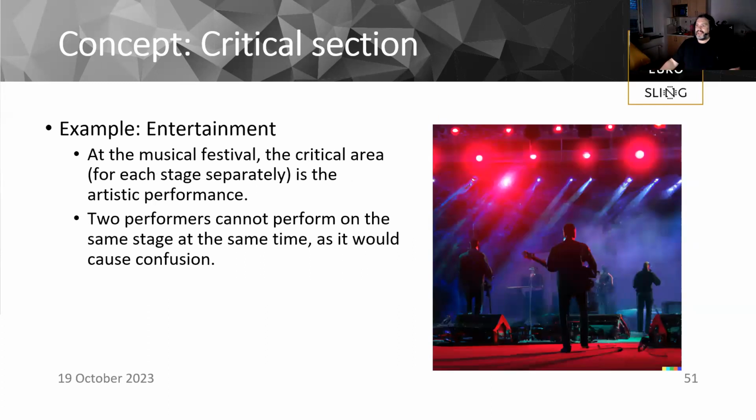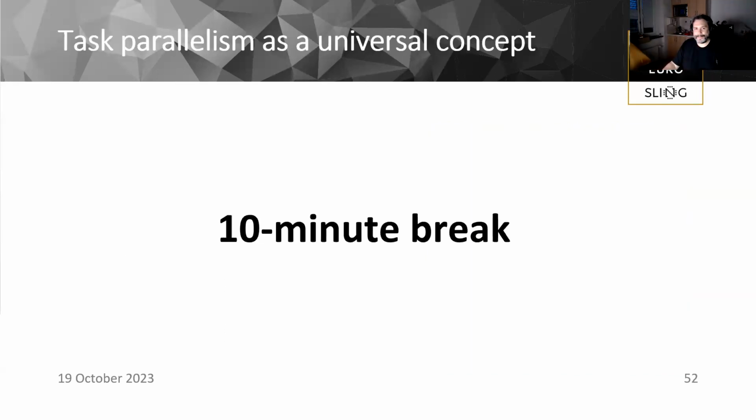Now, the critical section in entertainment is artistic performance on the stage. There cannot be two bands performing different songs on the same stage. So performance itself is a critical section. It's a music festival, people drink, eat, everything. But when there is a band playing, it can be only one band on the stage. Okay, so this is everything I wanted to say for now.